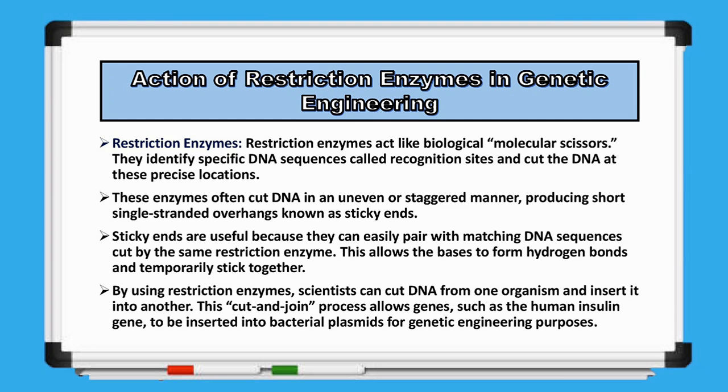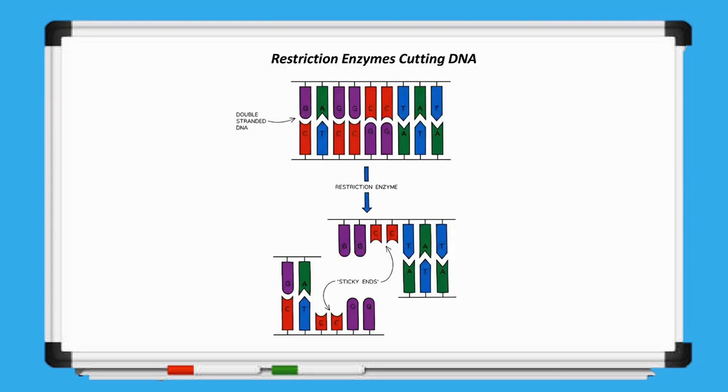When they cut, they often produce sticky ends, which are short single-stranded sections. These sticky ends are important because they can easily pair with matching sequences, allowing different pieces of DNA to join together during genetic engineering. As you can see in the diagram, restriction enzymes cut both strands of the DNA at precise points, creating these sticky ends. This makes it possible for a gene, such as the human insulin gene, to be inserted into another piece of DNA, like a bacterial plasmid.